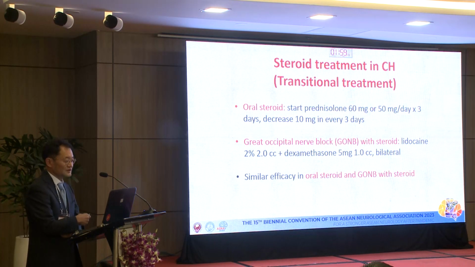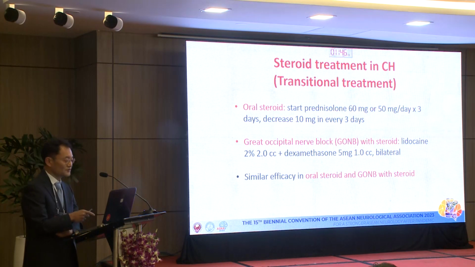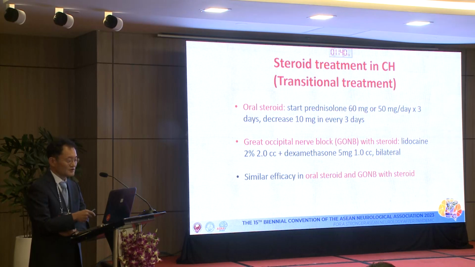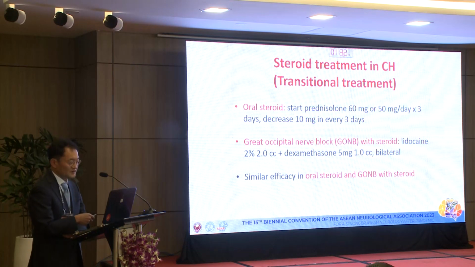Steroid treatment in cluster headache is called transitional treatment. Oral steroid can be used, and a great option is nerve block with steroid. For oral steroid, start prednisolone 60 milligrams per day for 3 days, then decrease by 10 milligrams every 3 days. Greater occipital nerve block with steroid uses lidocaine or dexamethasone. However, other steroids and other local anesthetics can be used. Efficacy is similar between oral steroid and GON block with steroid.